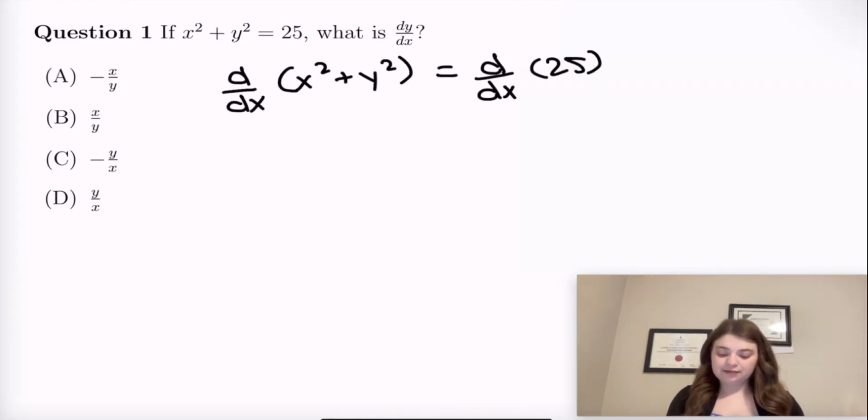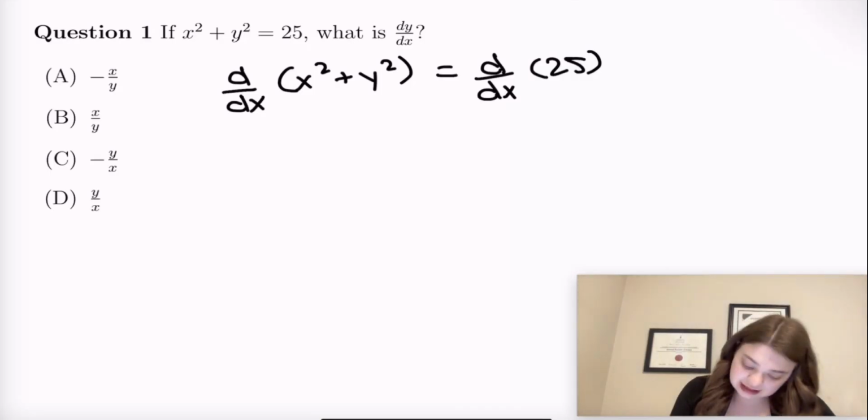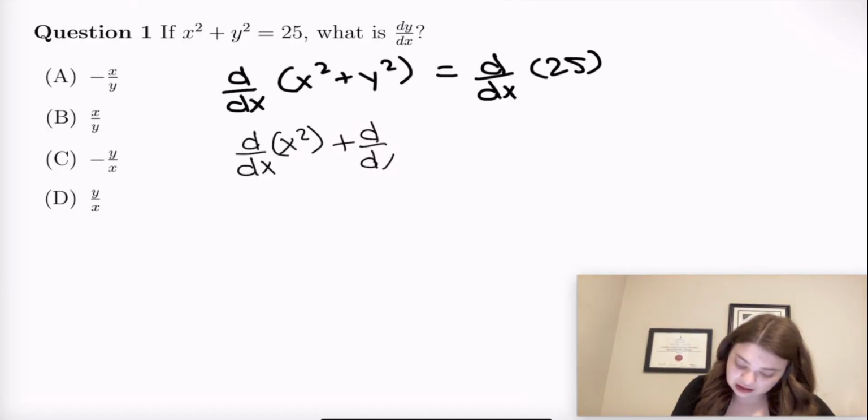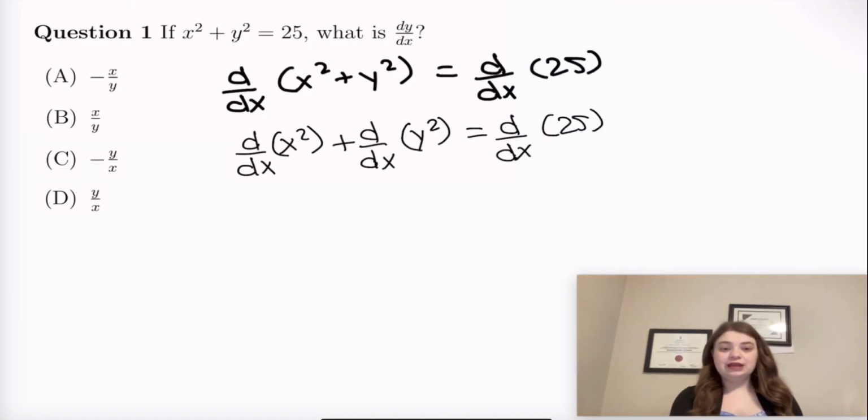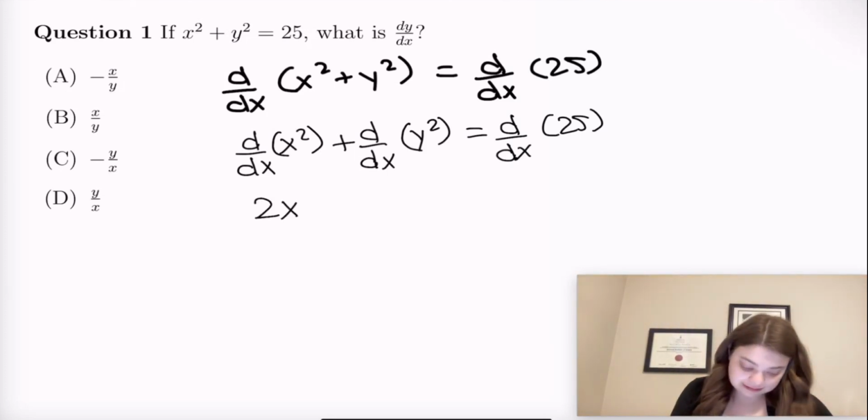That means we're going to have to take the derivative with respect to x of x squared, and also the derivative with respect to x of y squared, and then the derivative with respect to x of 25. And then we'll evaluate each of those. So starting with the derivative of x squared with respect to x, we just use the power rule and say that's going to be 2x.